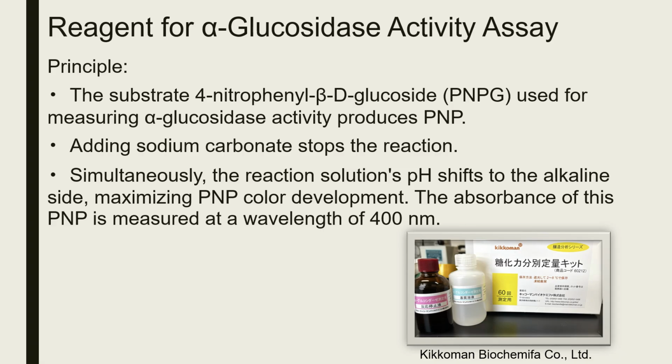Alpha-glucosidase activity was measured in Experiment 2 using a saccharification enzyme activity fractionation assay kit, Kikkoman Biochemifa Co., Ltd. The principle is that the substrate 4-nitrophenyl alpha-D-glucoside, PNPG, is hydrolyzed by alpha-glucosidase to produce p-nitrophenol, PNP. The reaction is stopped by the addition of sodium carbonate, and at the same time, PNP develops color under alkaline conditions. The enzyme activity is quantified by measuring the absorbance of the generated PNP at 400 nm.